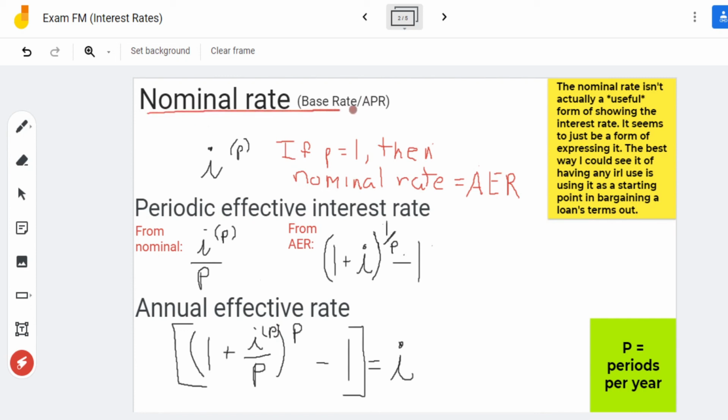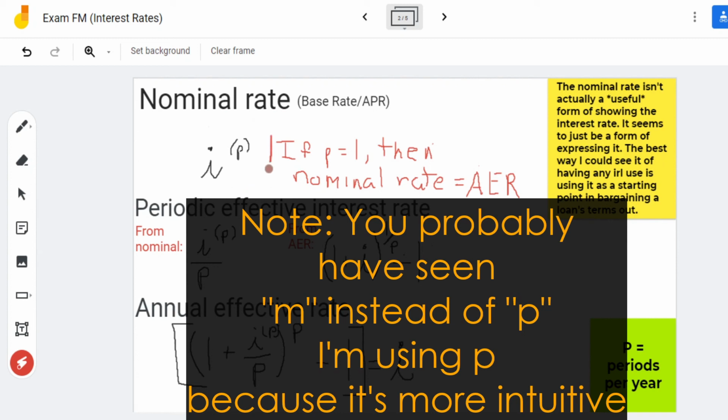All right, so nominal rate. This notation is what is used. I filmed this video once already and I messed up, so I had to restart. So this is a layover. I'll get to that in a second.